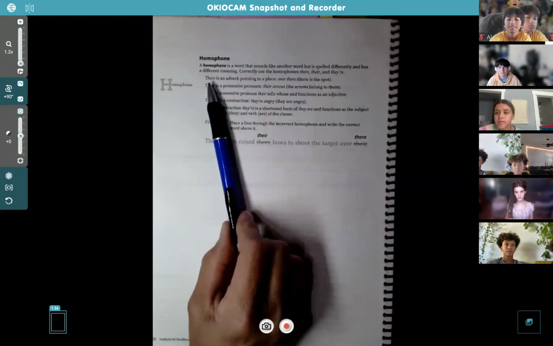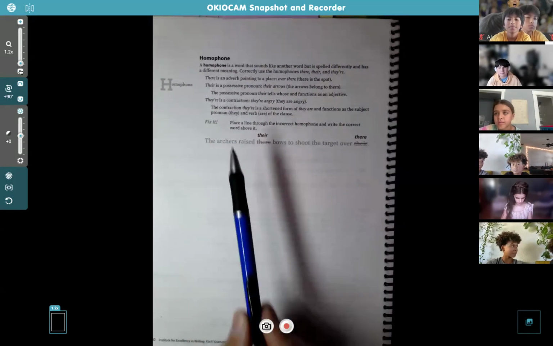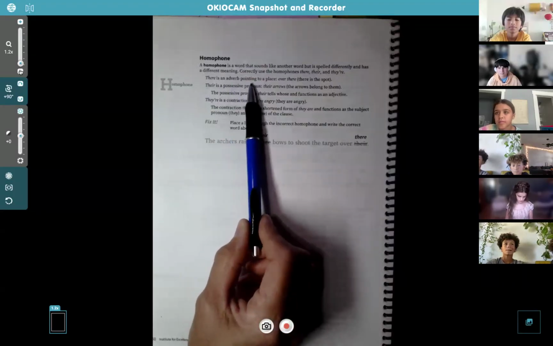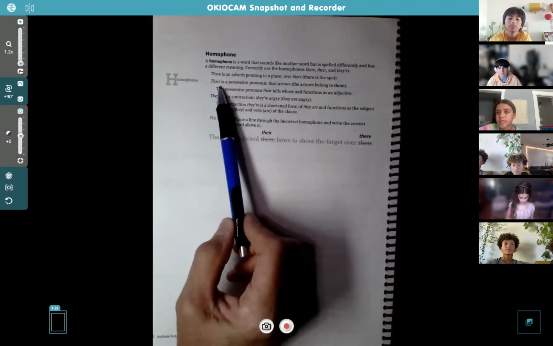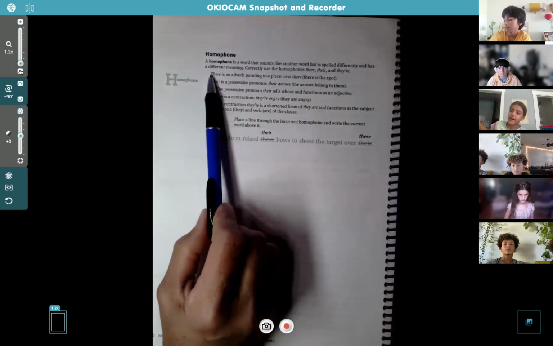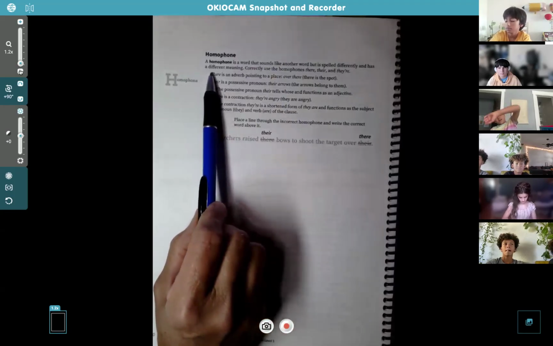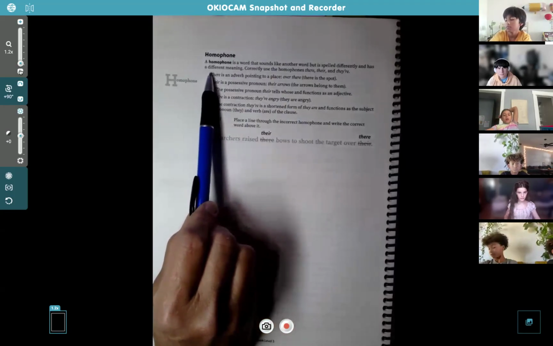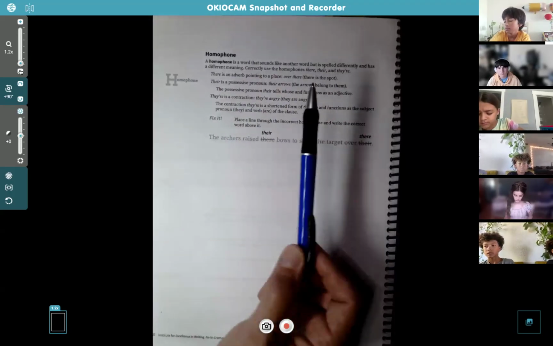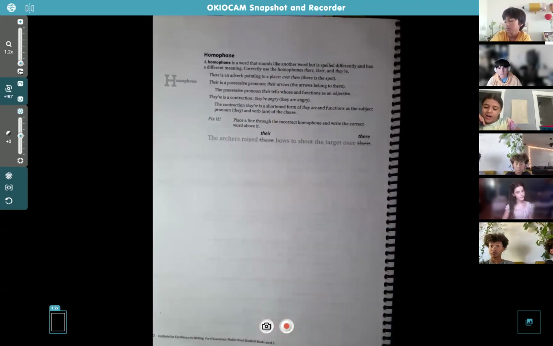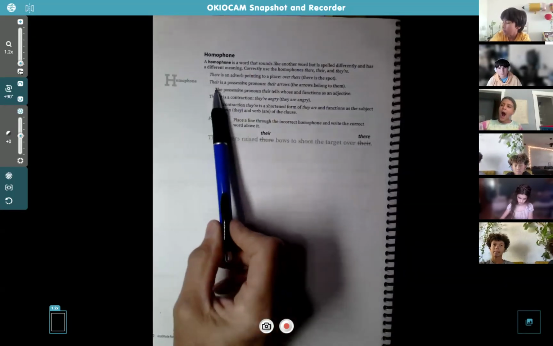There. THERE is an adverb pointing to a place. And how I remembered the spelling on that is, if I cover up the T, I see here. You guys see that? If I cover the T, it's here. If I have it with the T, it's there. So here and there. It's like a place, over there, over here. That's how I remember that one.